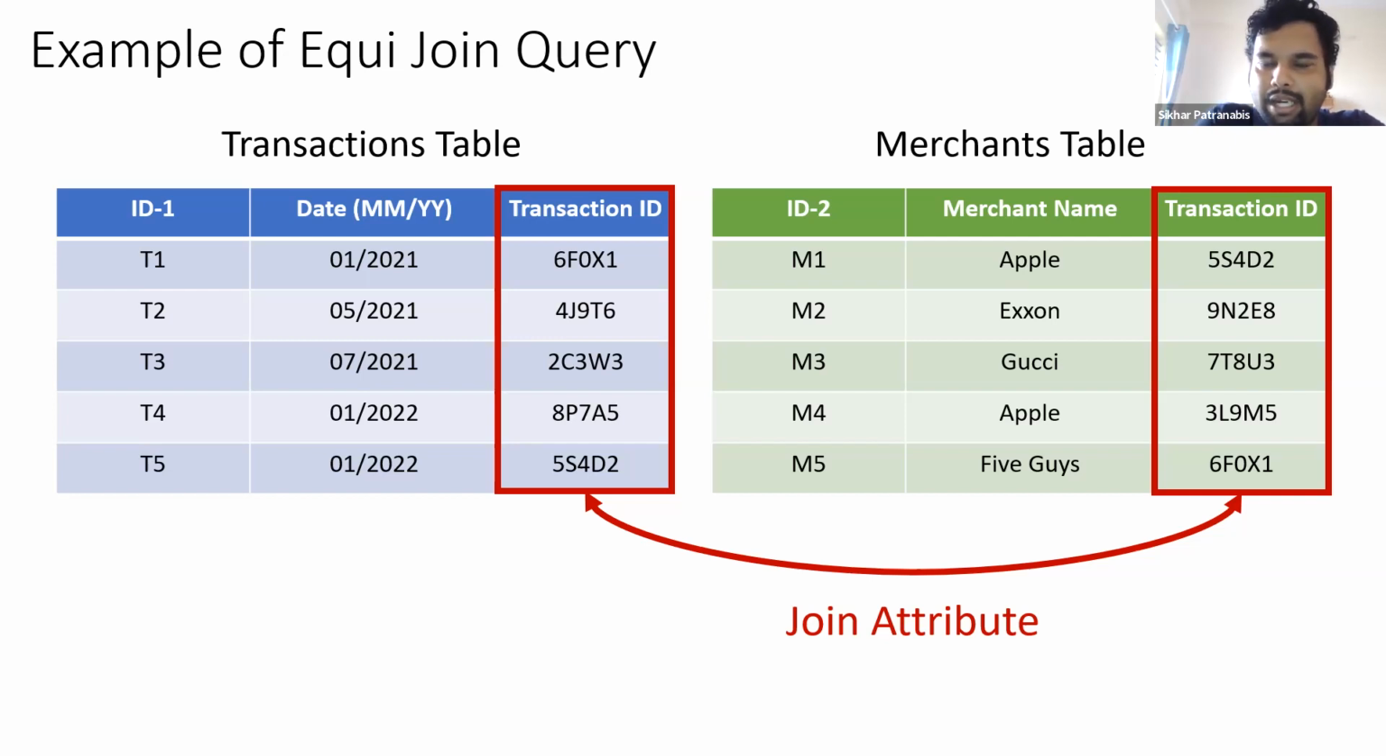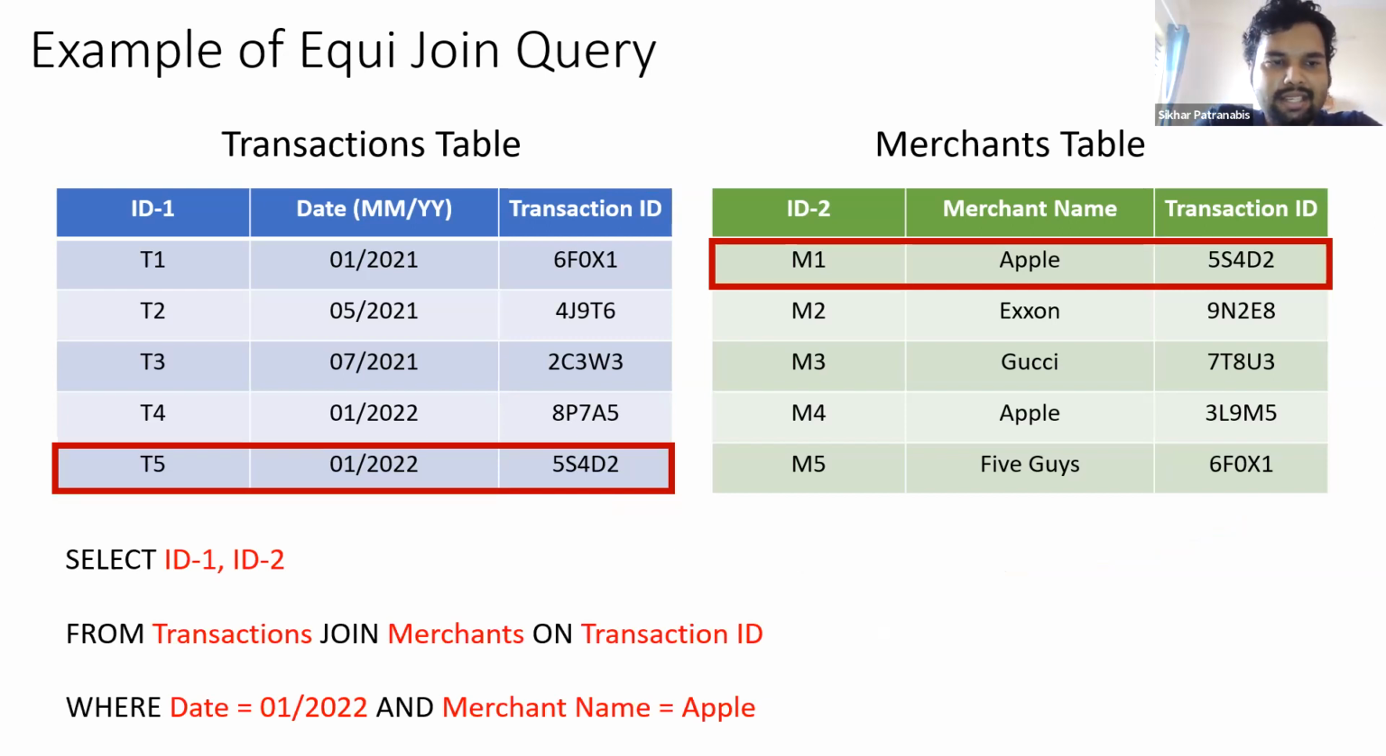Now, what kinds of queries might we want to issue on joins of tables? Here's an example. Suppose we say: select the pair of records from table 1 and table 2 which are joined on the join attribute transaction ID, where the date is January 2022 and the merchant name is Apple. So this is an example of a query that cannot be answered by only searching within a single table, and we would actually need to compute explicitly the join of 2 tables in order to answer this query. And so here in this case, the matching pair of records would be T5 and M1.